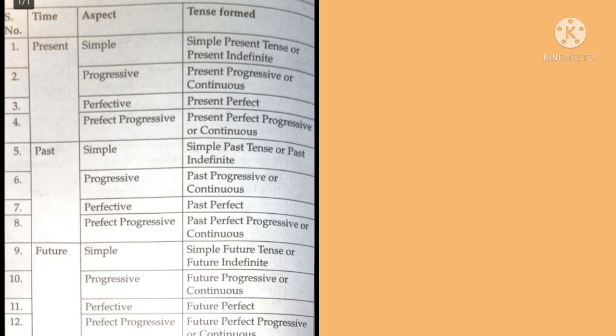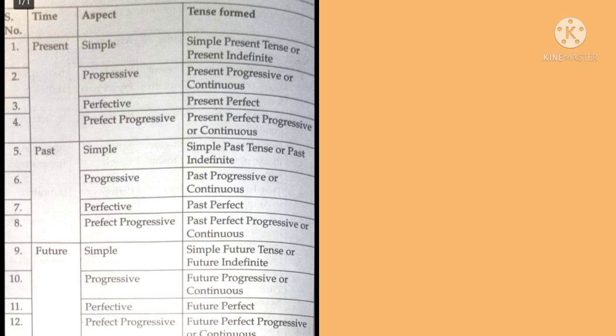Now let's have a look at all the tenses. Simple present tense or present indefinite tense, present progressive or present continuous tense, present perfect tense, present perfect progressive tense, simple past tense or past indefinite tense, past progressive or past continuous tense, past perfect tense, past perfect progressive or past perfect continuous tense, simple future tense or future indefinite tense, future progressive or future continuous tense, future perfect tense, future perfect progressive or future perfect continuous tense.